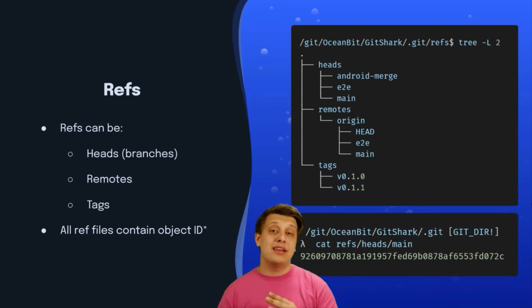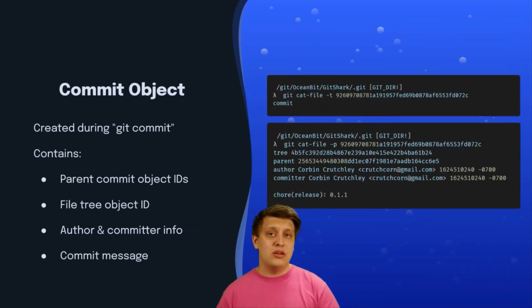And if we go ahead and cat one of the files, here we can see our refs head main. And if we read that file out, it shows an ID for an object. So let's go find that object. If we go ask Git what that object is, we look up the ID using the cat-file command, we can see that it is a commit object. So a commit object is created during a git commit, which makes sense.